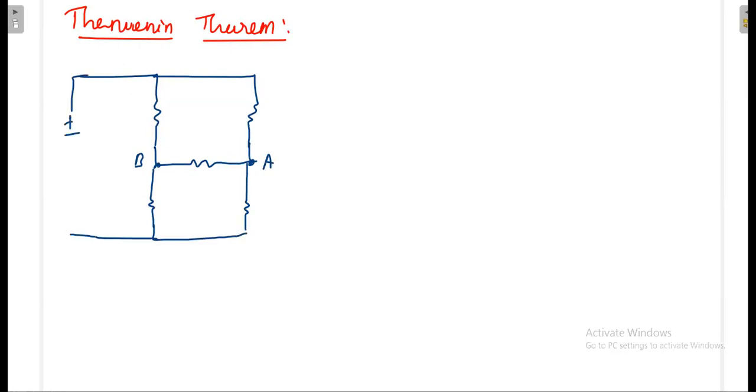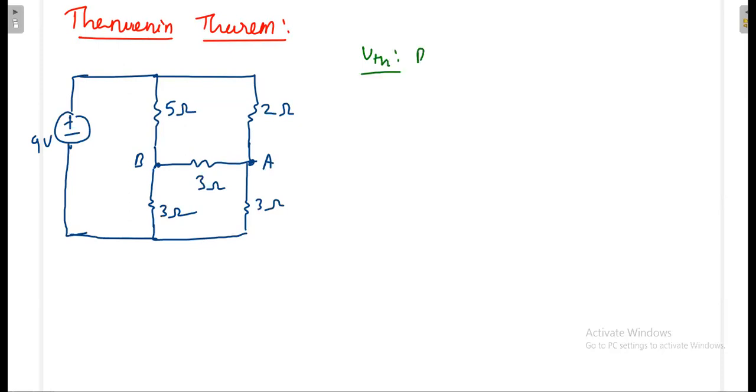First, in the Thevenin's theorem, you have to calculate the V Thevenin. If you want to calculate the V Thevenin, you have to remove the load. In this case, the load is the element between the nodes A, B. So you have to remove the 3 ohms. Then you have to find out the open circuit voltage. V Thevenin means remove RL, then find the open circuit voltage. After removing the RL, you measure how much voltage is there at the open terminal.